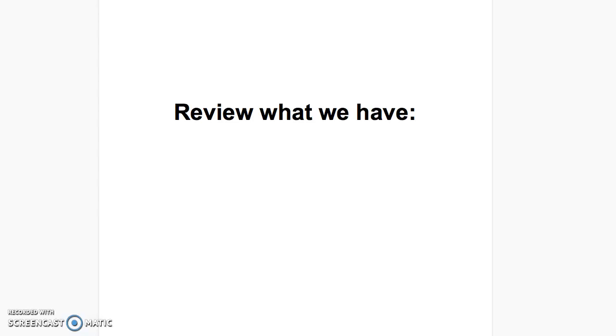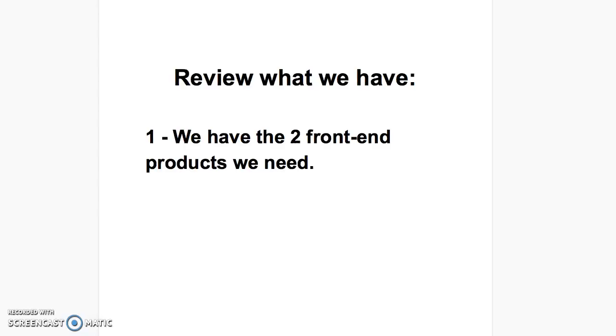Okay, so let's review exactly what we have and the steps that remain to be done, because we're pretty much there. We have the two front end products we need. We went to IDPLR and we downloaded a report with the sales page and also a video upgrade with sales page. So they're pretty much ready to go. They just need to be edited a little bit and then uploaded, and then the payment buttons and the hooking up to the autoresponder being done, and then we're good to go with those.